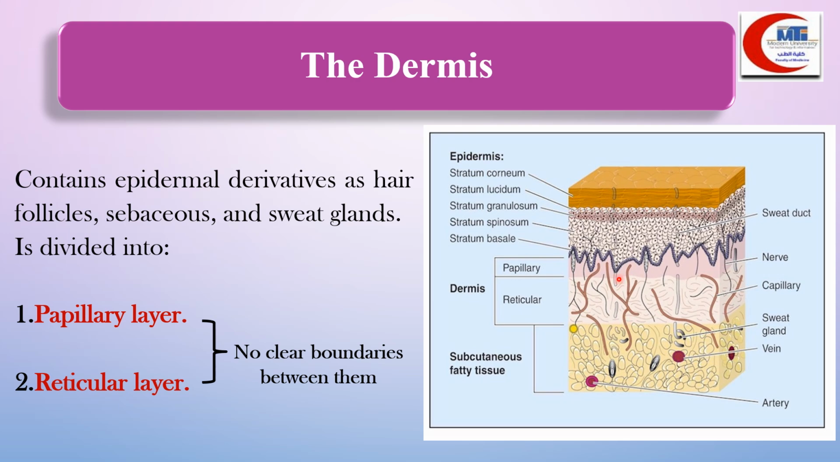The dermis contains epidermal derivatives or skin appendages like hair follicles, sebaceous and sweat glands, and it is divided into two parts. The superficial part, which is the papillary layer, and the reticular part or reticular layer, which is the deeper part. And there is no clear boundary between the two parts, the papillary and the reticular.